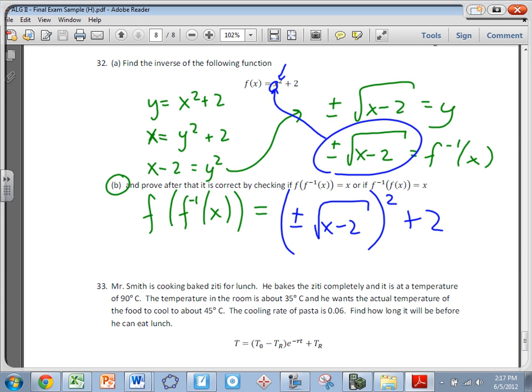Well, a square and a square root actually cancel, so you're left with x minus 2 plus 2, which is really just x. And remember, when you do a composition of two functions, if you get x out, it means that those functions are inverses of one another. All right, the final problem.